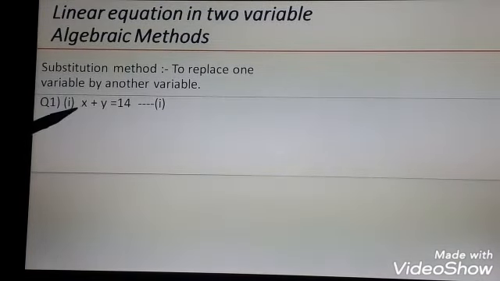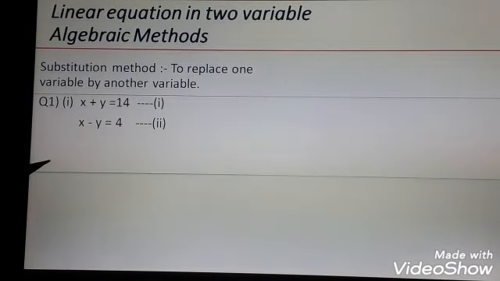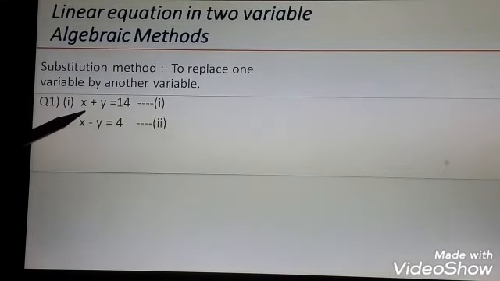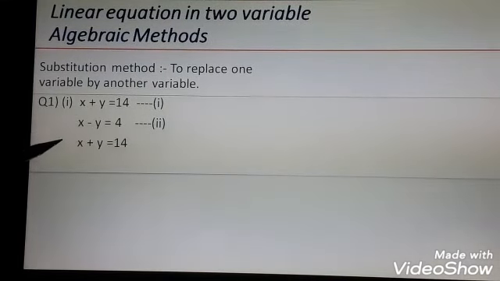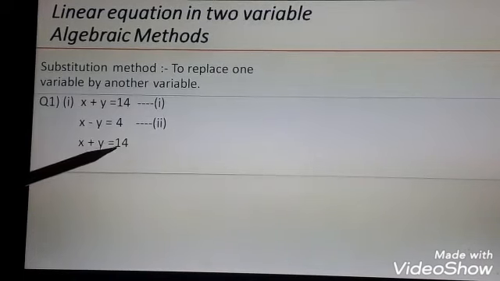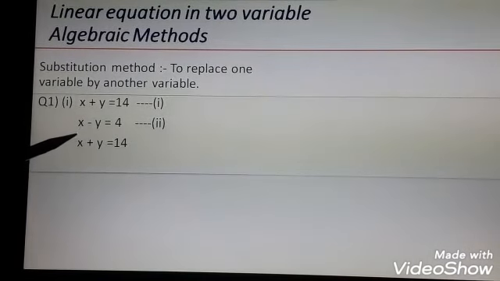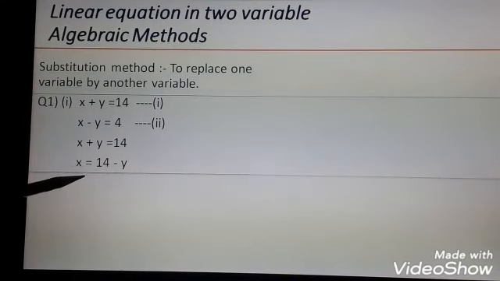The first equation is x plus y equal to 14. The second equation is x minus y equal to 4. Now what I'll do, I'll take out the value of x from the first equation. You can take the value of y also, that is your choice. Now from 1, x plus y equal to 14. Now shift y to this side, x equal to 14 minus y.